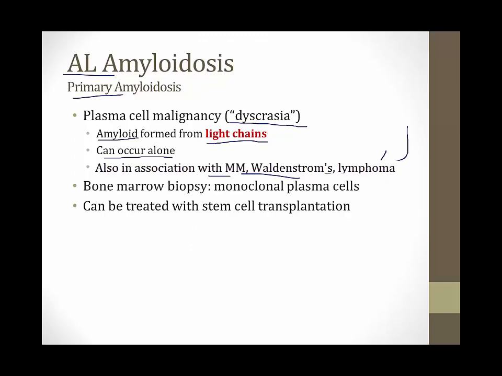When you do a bone marrow biopsy in this form of amyloidosis, you will see a monoclonal collection of plasma cells, and because it is a plasma cell malignancy, it can be treated with stem cell transplantation.